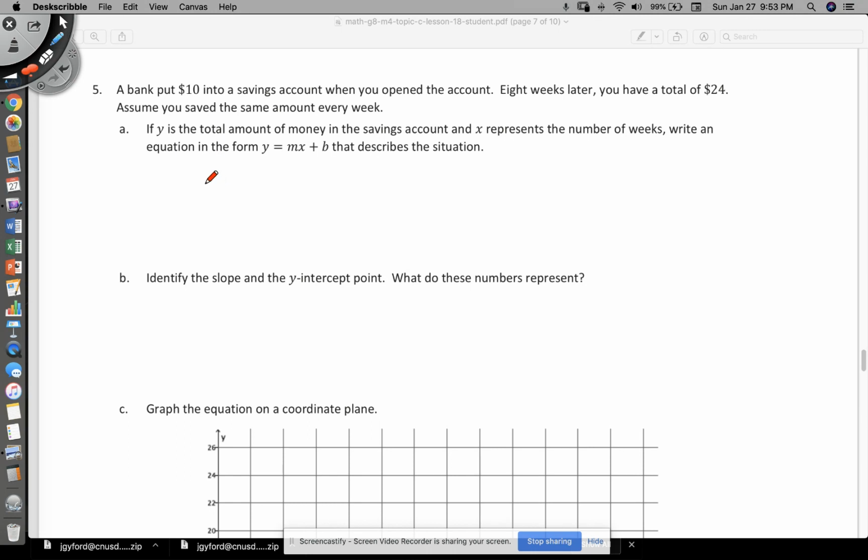All right, so at the end of this week, we have totaled $24. So that's going to be our Y. Our Y is our total. Now, this was over a duration of 8 weeks. So 8 weeks. Now, we don't know how many weeks, so we're going to represent that by X. But we do know we started with $10 in our account. Okay? So we're going to go ahead and find out what X equals.